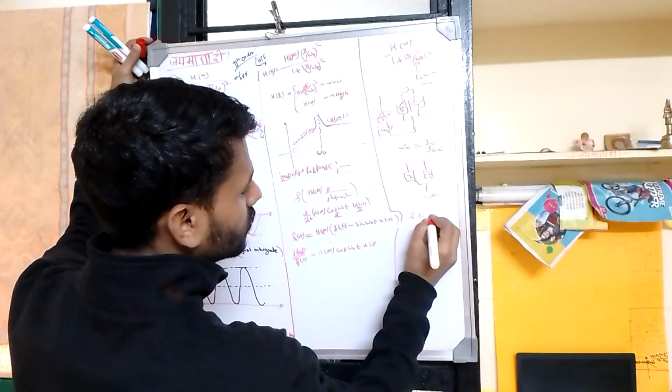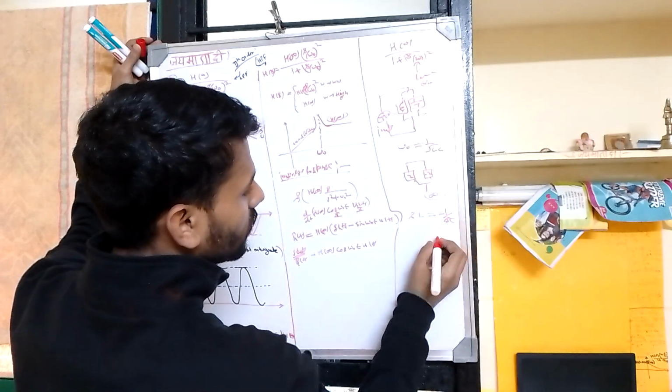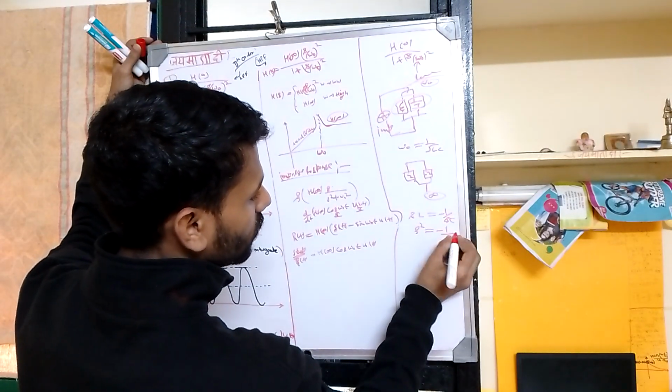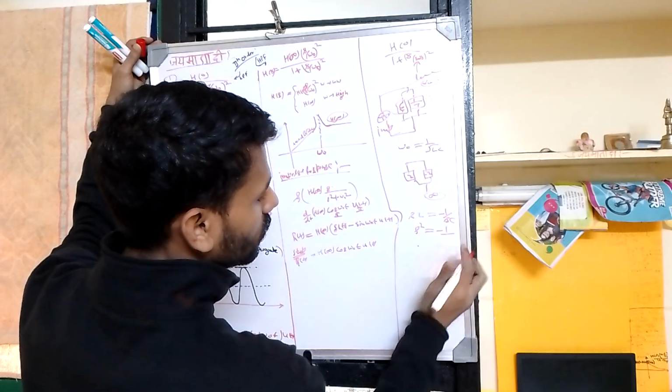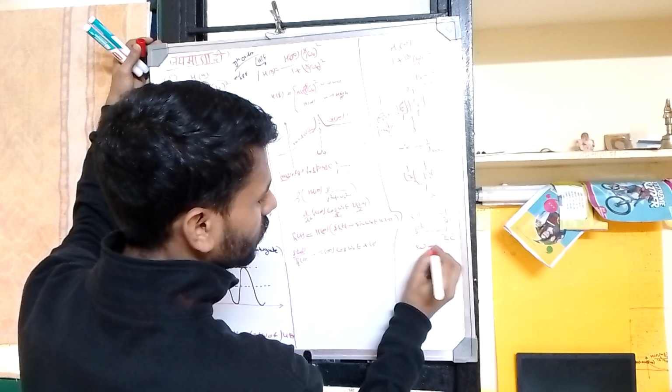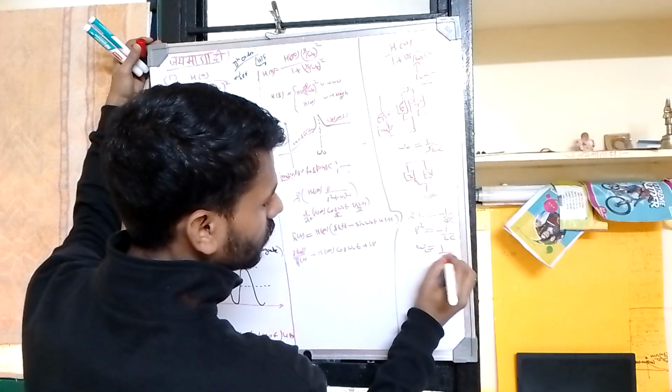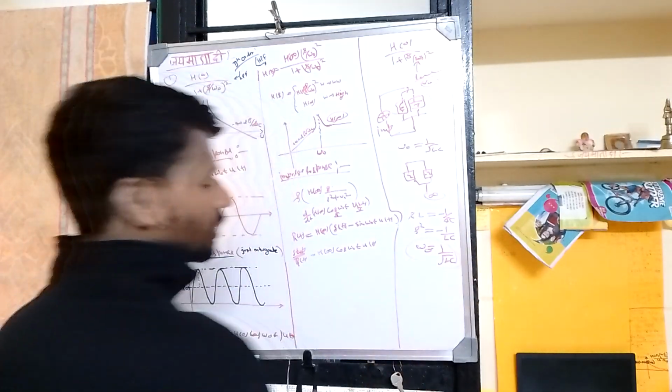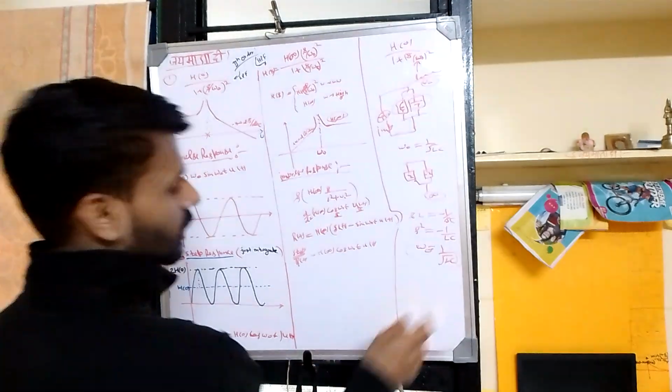So sL equals minus 1 by sC, so s squared equals minus 1 by LC. So omega naught is equal to 1 by root LC. That's how you calculate omega naught.